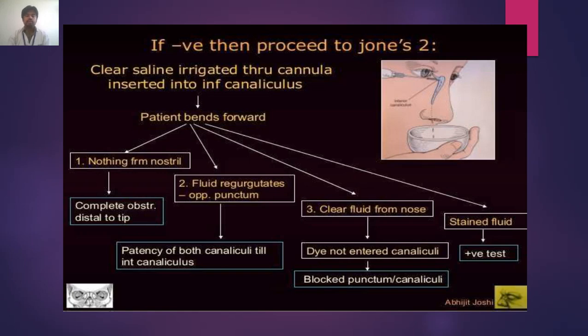Then we can also go to the Jones 2 test, where clear saline is irrigated through a cannula inserted into the inferior canaliculus. The patient bends forward. Number 1, if nothing comes from the nostril, then there is complete obstruction distal to the tip. Number 2, if fluid regurgitates from the upper punctum, there is patency of both canaliculi up to the internal canaliculus. If clear fluid comes from the nose, dye has not entered the canaliculi, indicating a blocked punctum or canaliculi. If stained fluid, then the test is positive.